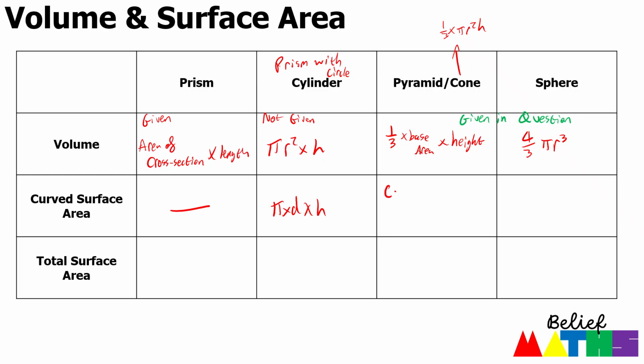In this case, it's just for a cone, and again, this is given. So it's pi times the radius times the length, where the length is the slant height, so it's from the point to the circumference of the base. And then a sphere is 4 pi r squared. And again, these last two are given in the question. And this is not given.